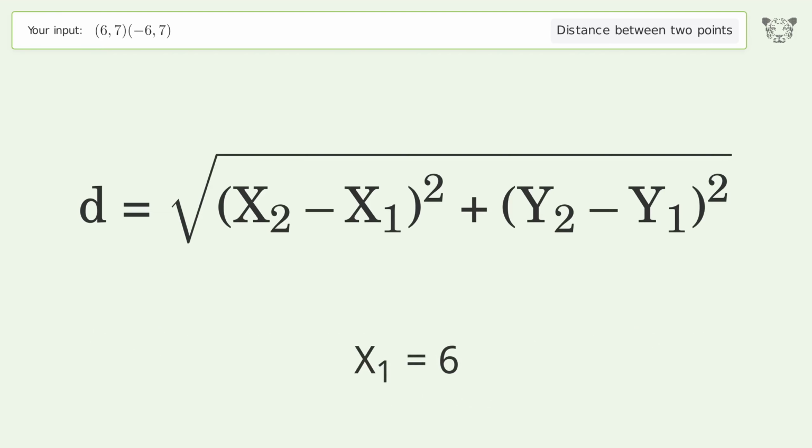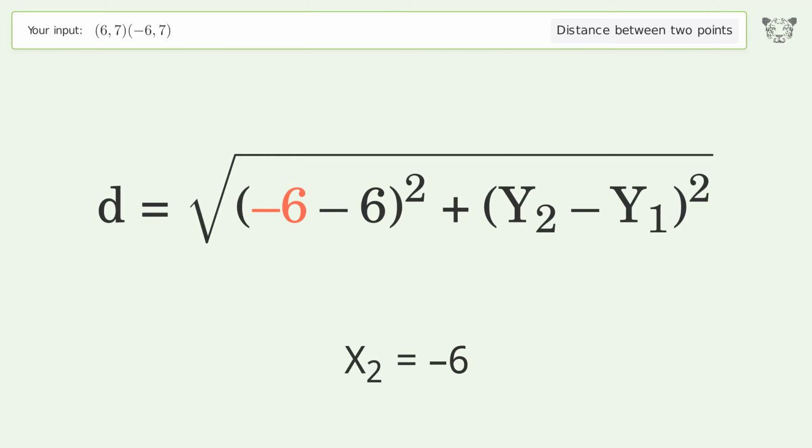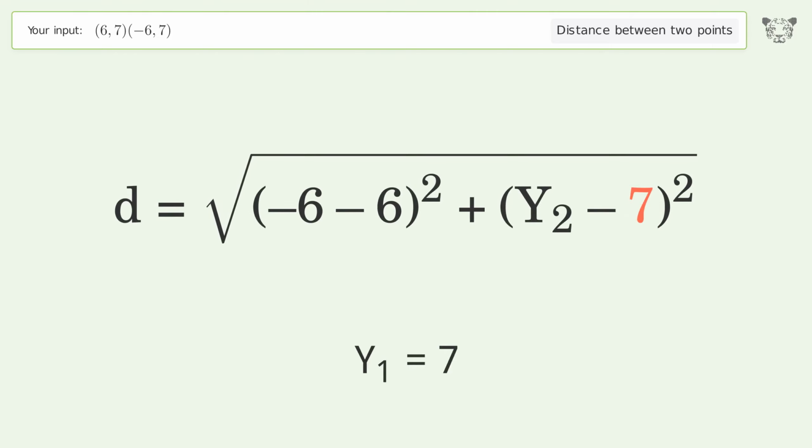x1 equals 6. x2 equals -6. y1 equals 7. y2 equals 7.